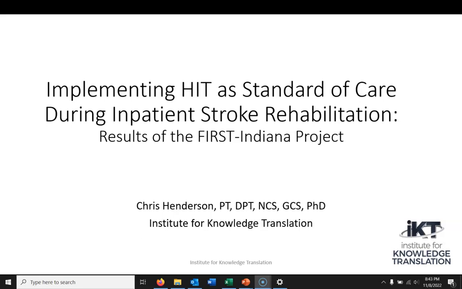All right, so in this talk, I'm going to cover implementing high-intensity gait training as standard of care during inpatient stroke rehabilitation, specifically in the first Indiana project. And I'll talk briefly about some of the work that led up to this in other sites.